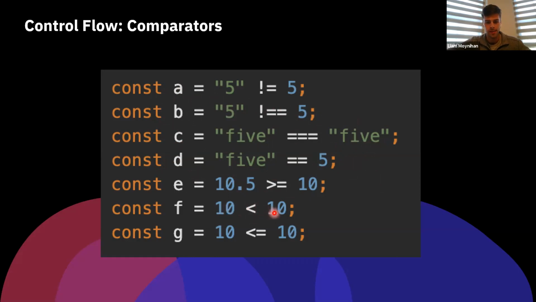E, 10.5 is indeed bigger than 10. 10 is not less than 10 because it's exactly equal, but it is less than or equal to 10. So F is false, G is true, and E is also true. But awesome.